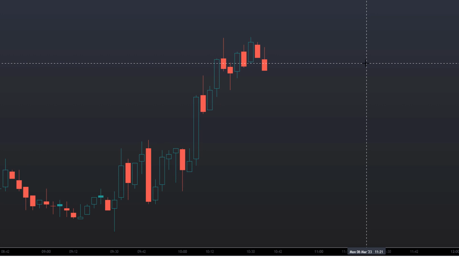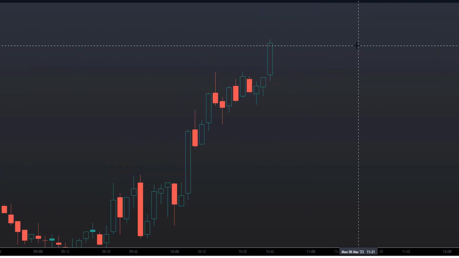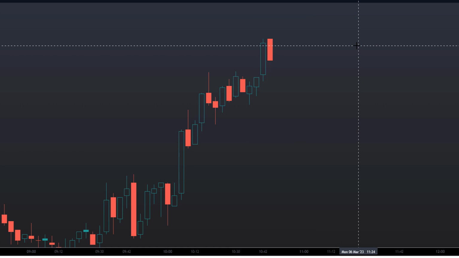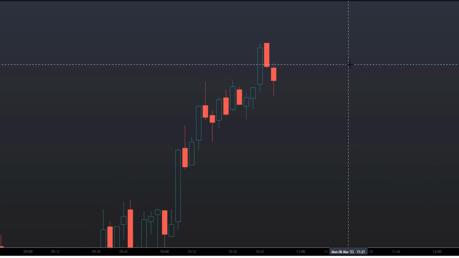Let's check this out. Again, with the ChrisFX courses, we had it pinpointed to a small, tiny area, so we were expecting for price to retrace from this area.